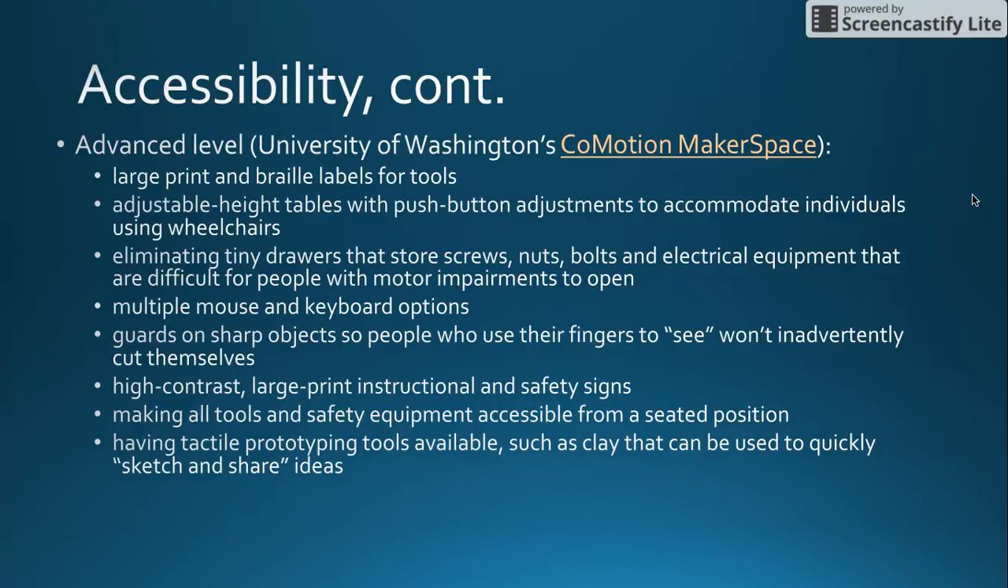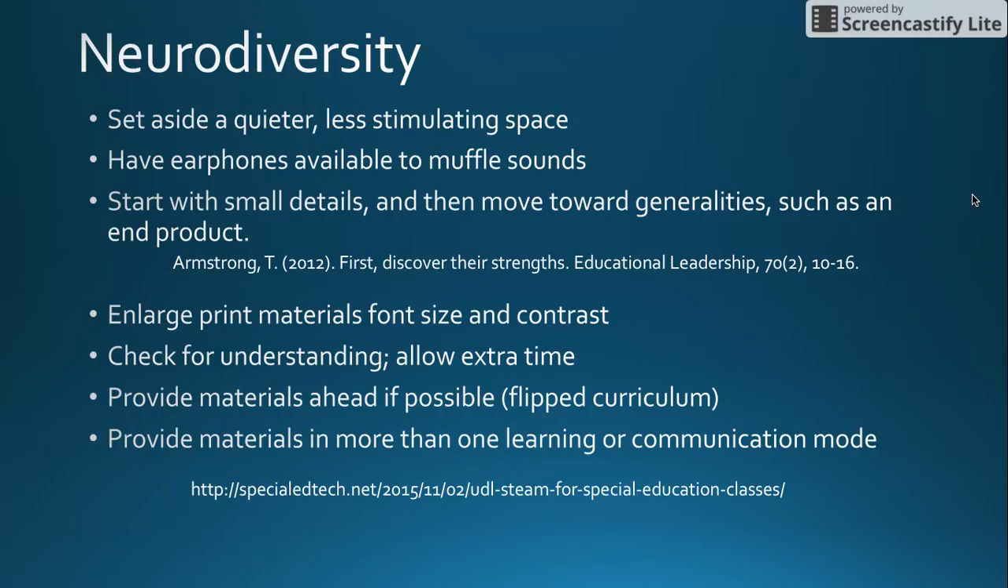You should have multiple mouse and keyboard options. You should have guards on sharp objects so that people won't hurt themselves. It's best to have high contrast, large print instructional and safety signs. You should make all tools and safety equipment accessible from a seated position. And it's important to have tactile prototyping tools available, such as clay that can be used to quickly sketch and share ideas. So lots of different ideas in that area.